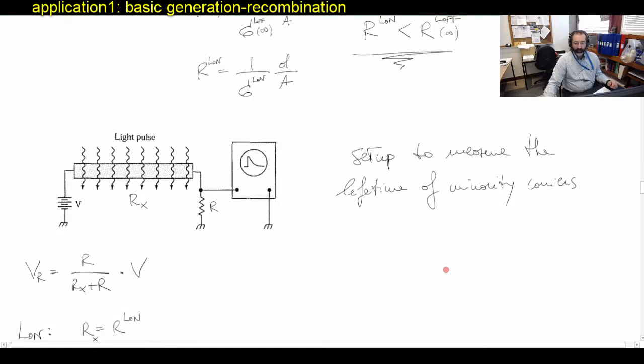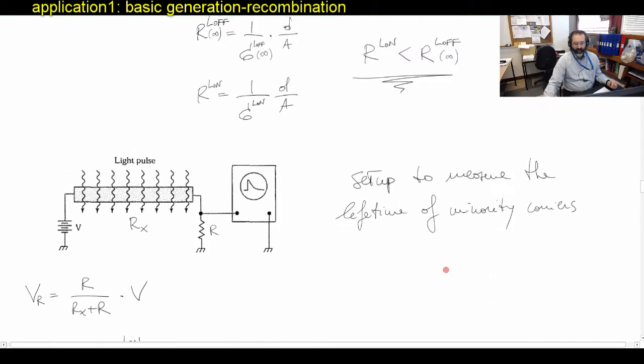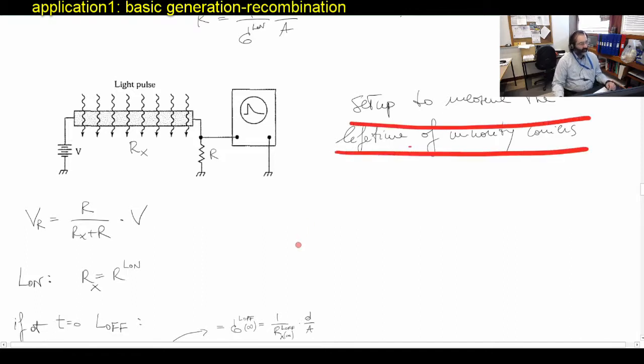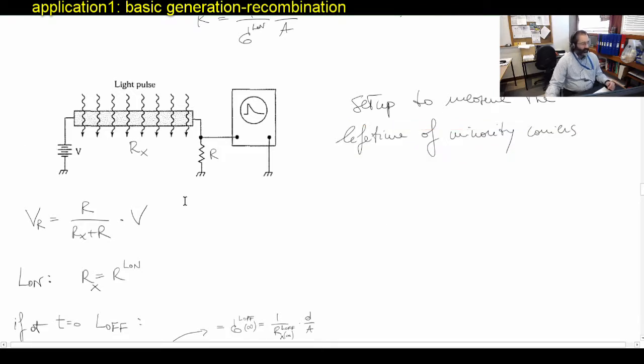And so we can think of a nice setup here to actually measure the lifetime of the minority carriers now, tau p. And the way to do this is to consider this circuit. So we have our piece of semiconductor, which has an unknown resistance Rx, variable because it depends on the light, in series with a resistor R, and we are measuring the voltage at this point. So this is a voltage divider, if you like.